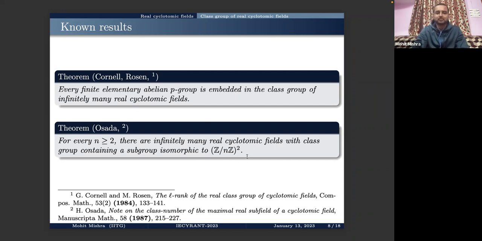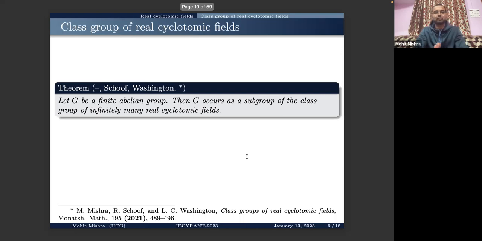Then myself, along with Professor Schoof and Washington, proved that if we start with any finite abelian group G, we can embed it into the class group of infinitely many real cyclotomic fields. So we proved this in two ways. One is elementary and one is a cohomological proof by Schoof, which I won't be talking about. I will be talking about the elementary proof. So let's start.